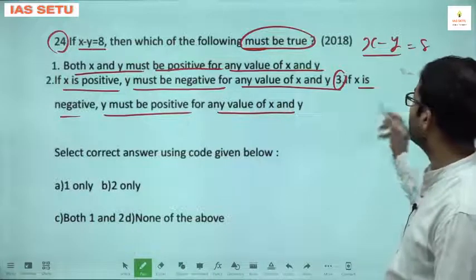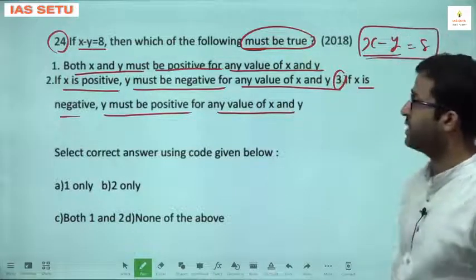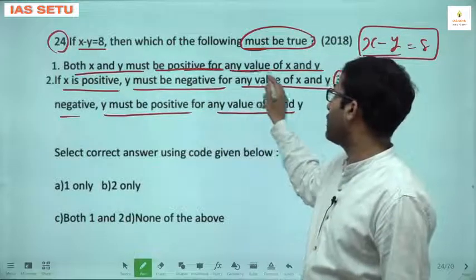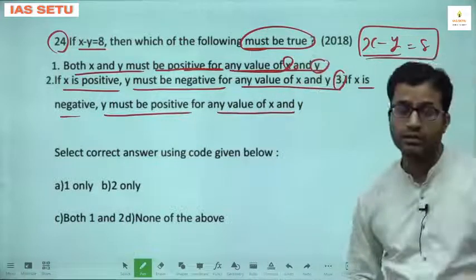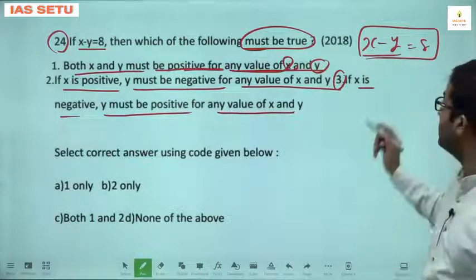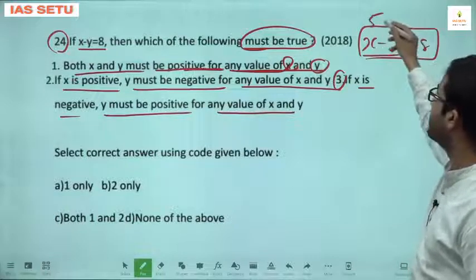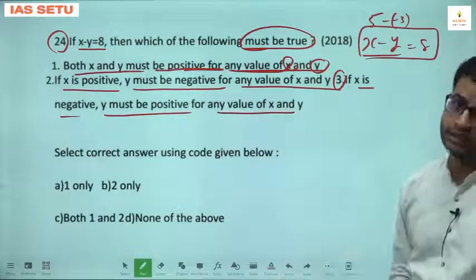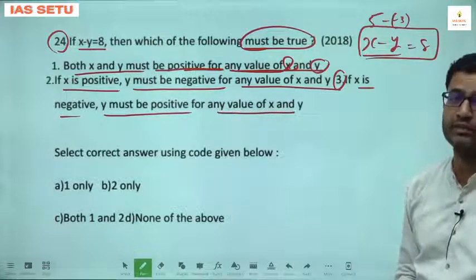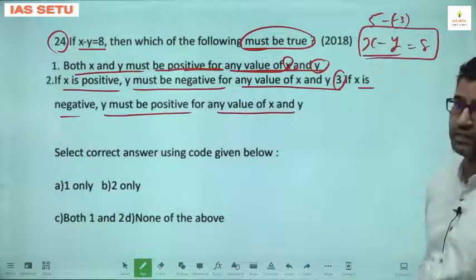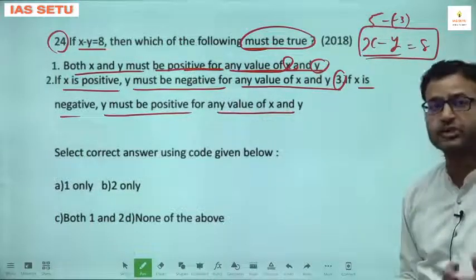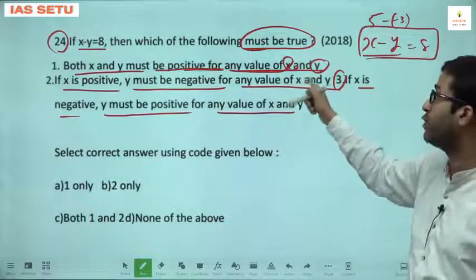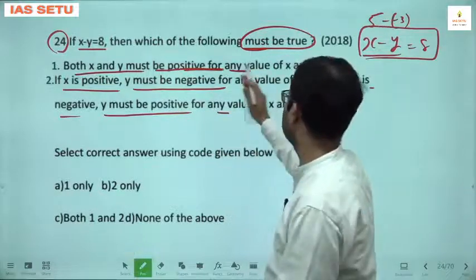See, the first statement says, the question is x minus y has to be 8. See here, x and y must be positive for any value of x and y. For example, if I put x is 5, then y has to be minus 3. For any value of x, y can be negative also. It is not coming always positive. If I take x as 5 to satisfy this question, y has to be negative. So it is not necessary that x and y have to be positive for any value of x and y. So first statement is wrong.